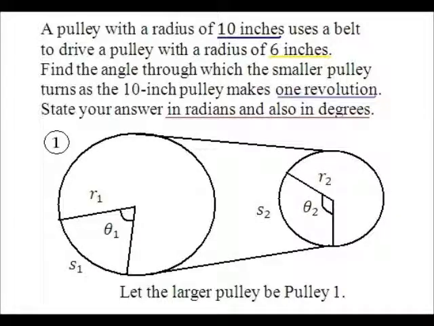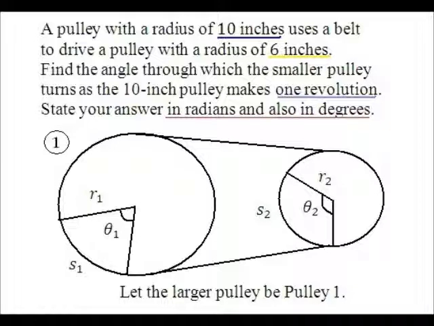Let's look at an example pulley problem. A pulley with a radius of 10 inches uses a belt to drive a pulley with a radius of 6 inches. Find the angle through which the smaller pulley turns as the 10-inch pulley makes one revolution. State your answer in radians and also in degrees.